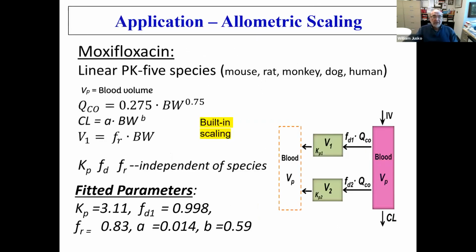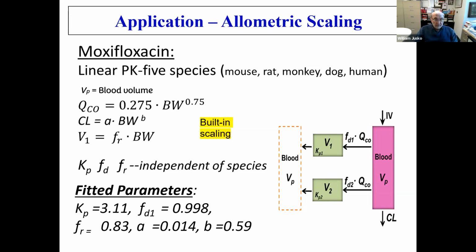So let me show a couple of applications in allometric scaling. We found some data on moxifloxacin, an antibiotic, in 5 species. You see what we did for built-in scaling of the model. Blood volume for each species, cardiac output scaled to body weight, clearance was allometrically scaled, and we knew body weight, we knew plasma volume, so the remaining tissue volume was that other fraction.